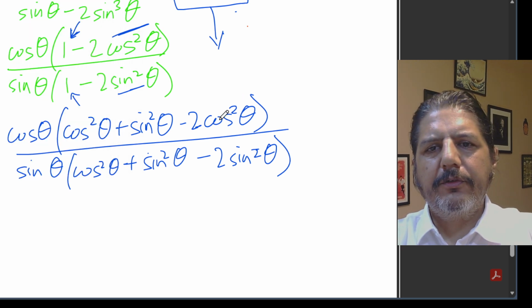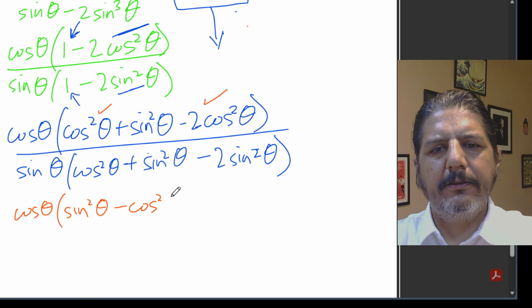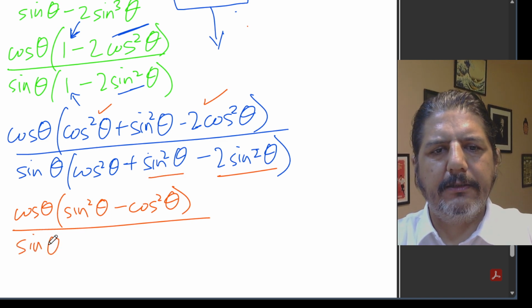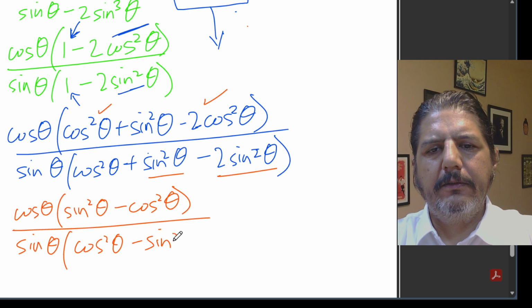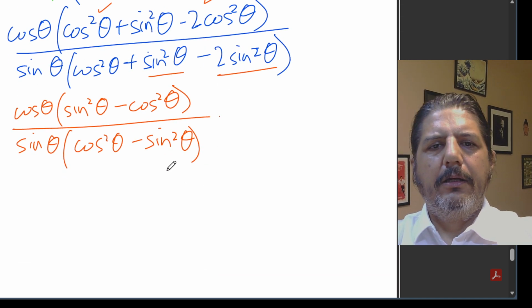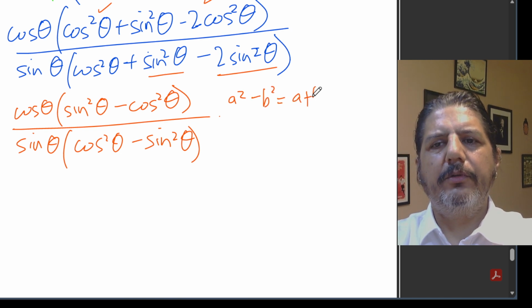Now how does this benefit me? Let's see. This is minus 2 cos square theta, this is plus cos square theta. So I'll have cos theta into sin square theta minus cos square theta, whole upon, I see minus 2 sin square theta here plus sin square theta here, so sin theta upon cos square theta minus sin square theta. Now this is a square minus b square, and I know this is equal to (a plus b)(a minus b).